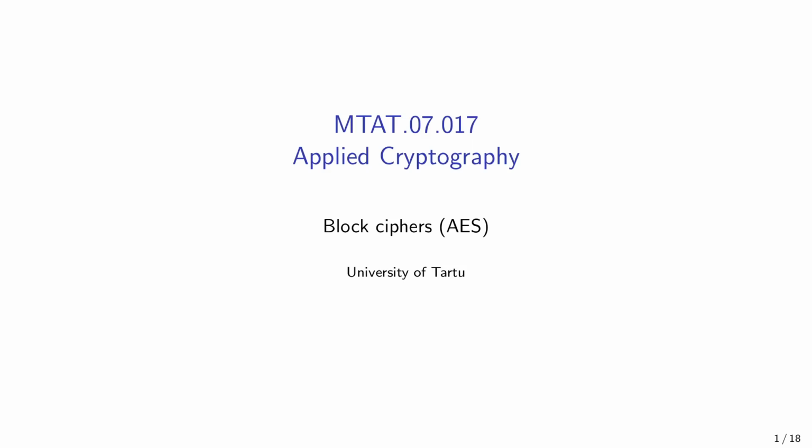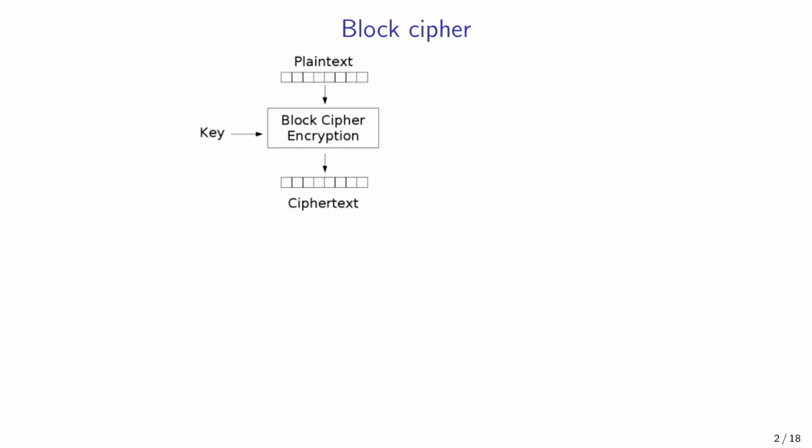But let's begin. So the block cipher. This is how a block cipher looks. It is a function that takes plaintext and the key and returns ciphertext, which is produced by encrypting the plaintext using the key. In this lecture, we will not study how it works internally, but what it does is that it permutes the bits in the plaintext using the key.